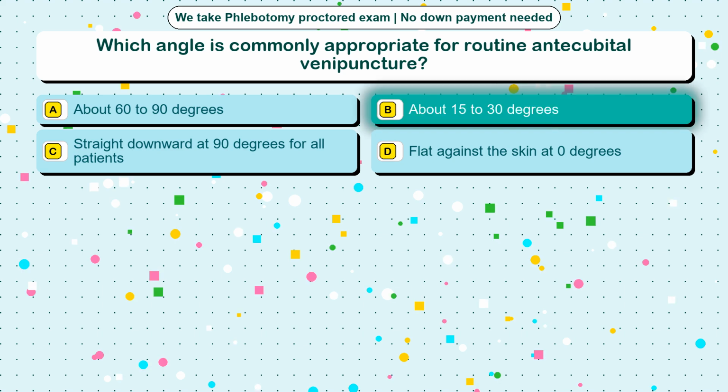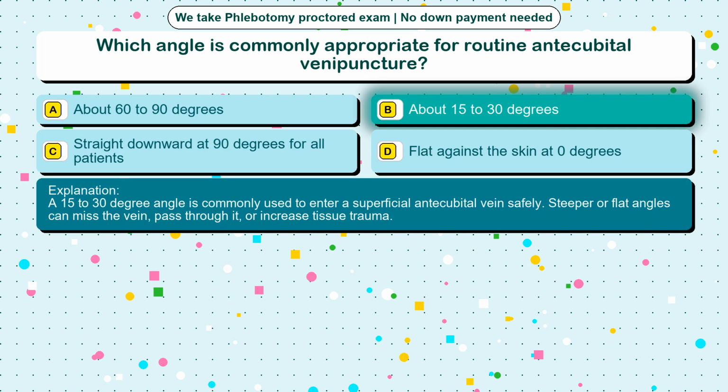The correct answer is option B. About 15 to 30 degrees. A 15 to 30 degree angle is commonly used to enter a superficial antecubital vein safely. Steeper or flat angles can miss the vein, pass through it, or increase tissue trauma.